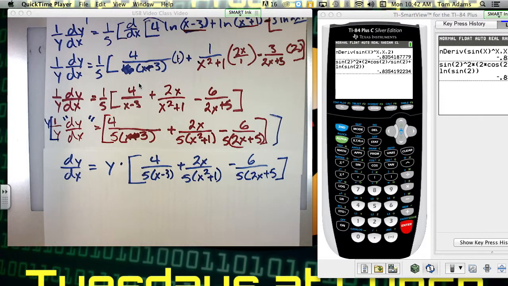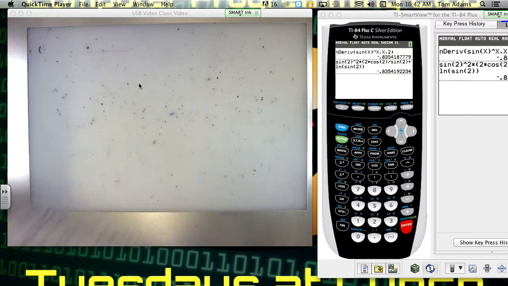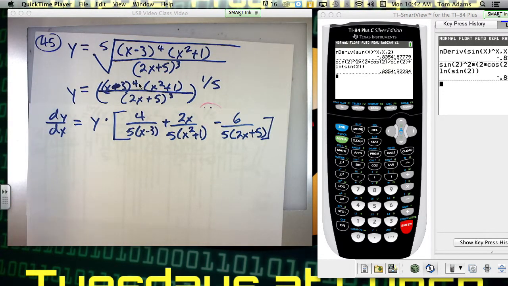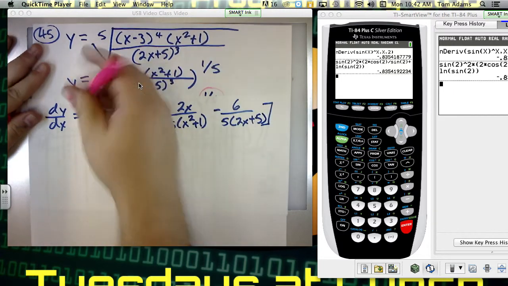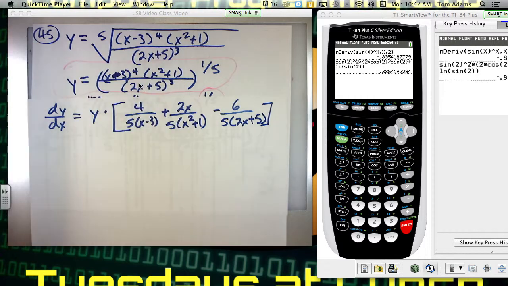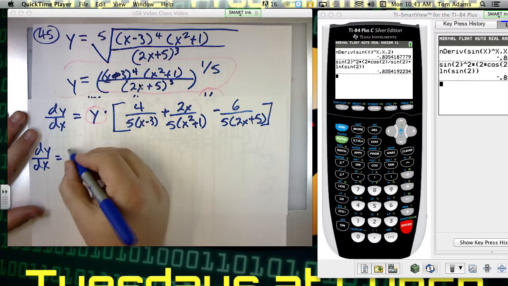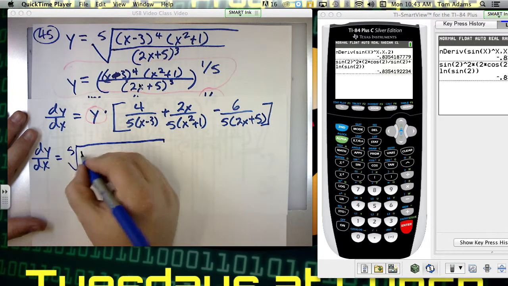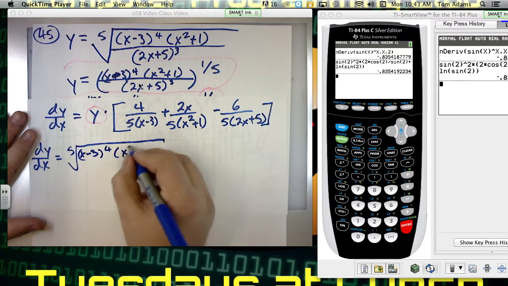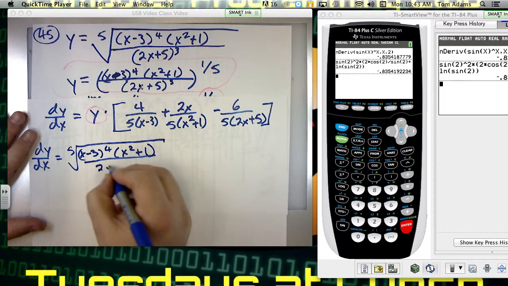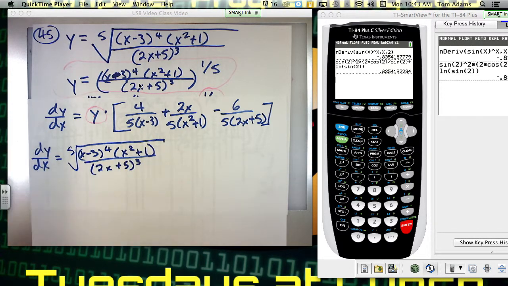You've got to close the parentheses. Oh yeah. Do I want it in terms of y or in terms of x? X. So watch this. I'm going to take this and plug in what y was. Remember all this stuff a long time ago, about an hour ago? This stuff here, I'm going to plug that in for my y. So here we go. Actually, I'm going to plug in the original one, which would be dy/dx is equal to the fifth root of x minus 3 raised to the fourth power times the quantity x squared plus 1 all over the quantity 2x plus 5 raised to the third power. That's the y term, right?